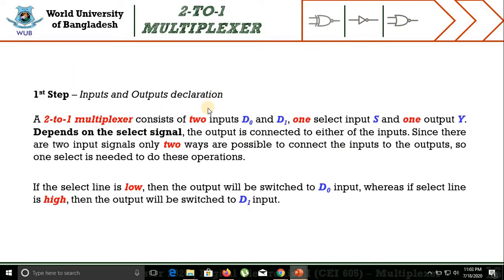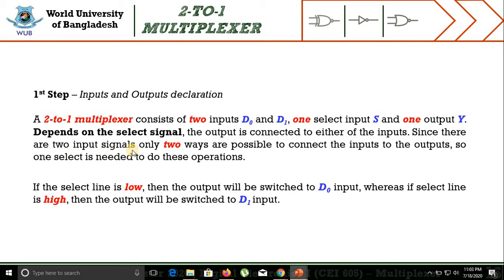Now it's time to design a 2-to-1 multiplexer. So let's start, and the first step would be inputs and outputs declaration. A 2-to-1 multiplexer consists of two inputs, symbolized as D0 and D1 respectively, one select input symbolized by capital letter S, and one output symbolized by capital letter Y. Depending on the select signal, the output is connected to either of the inputs.